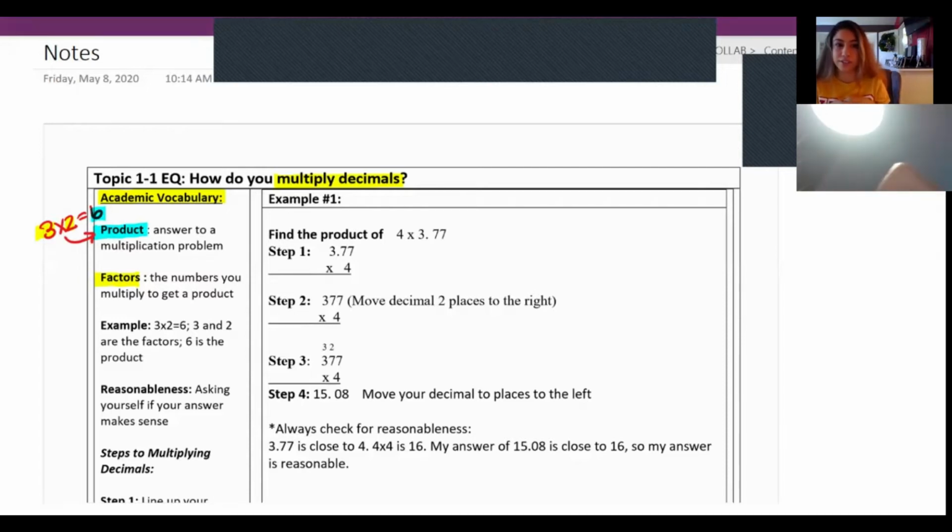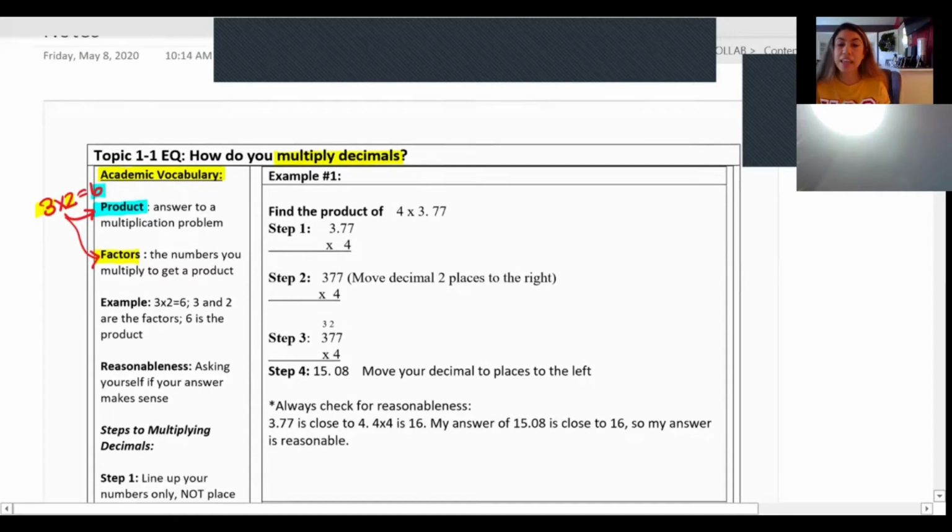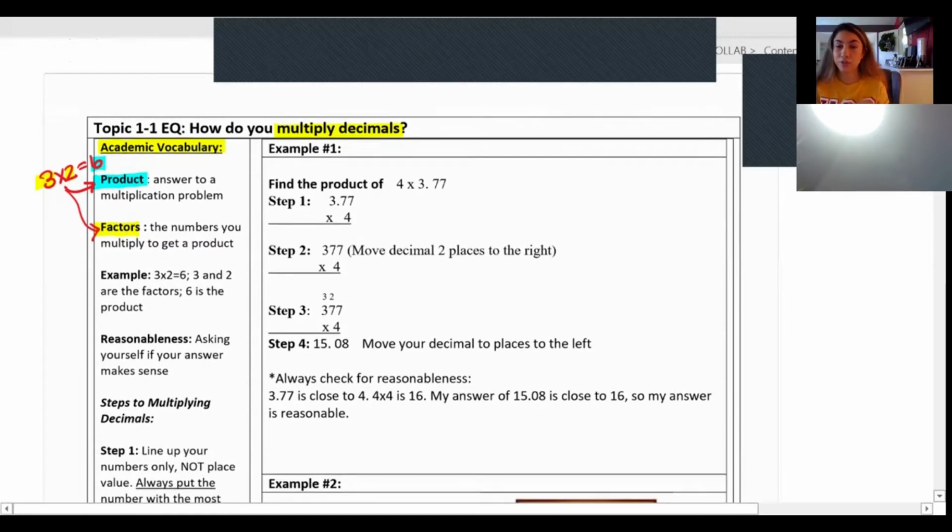Those are our factors. And then an example, that is our third vocabulary term. 3 times 2 equals 6. 3 and 2 are the factors, 6 is the product. So when we see what is, give us an example, look at this example, they're just giving us what the problem actually is altogether. And then again, let's review from our first video, reasonableness.